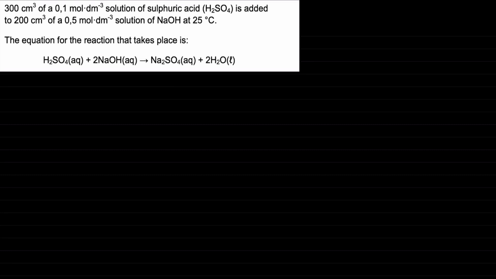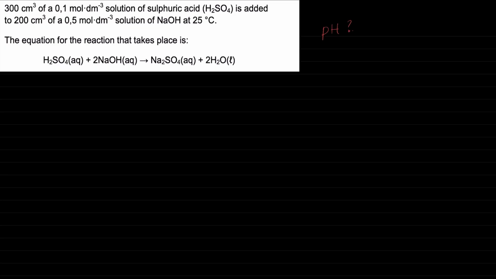300 cm³ of a 0.1 mol/dm³ solution of sulfuric acid is added to 200 cm³ of a 0.5 mol/dm³ solution of NaOH at 25 degrees Celsius. The equation for the reaction that takes place is H2SO4 + 2NaOH gives us Na2SO4 + 2H2O. Now the question that's being asked is to calculate the pH of the solution. So what is the resulting pH?